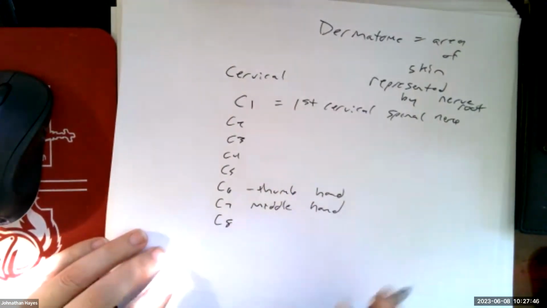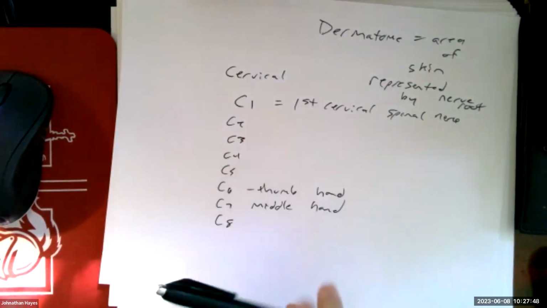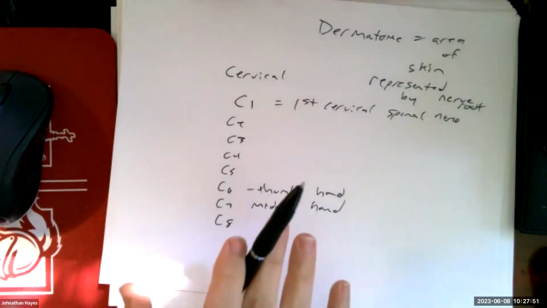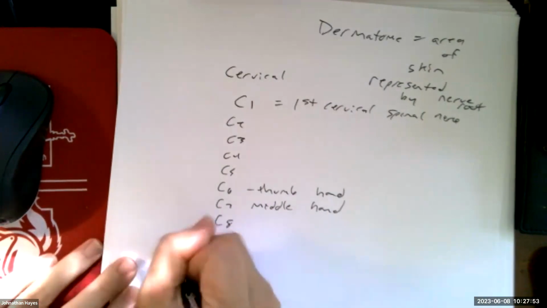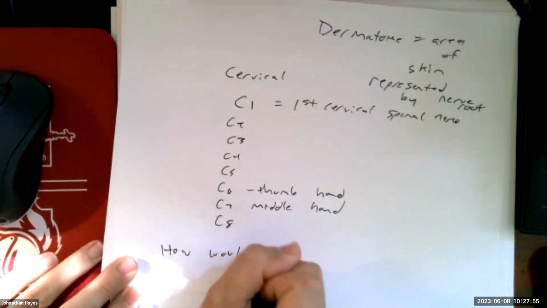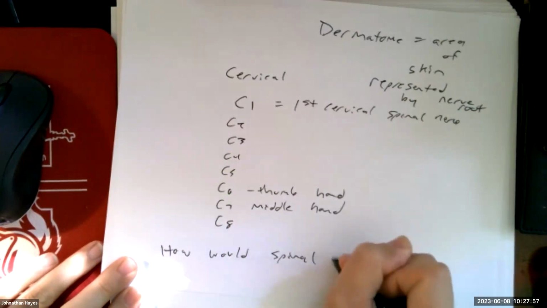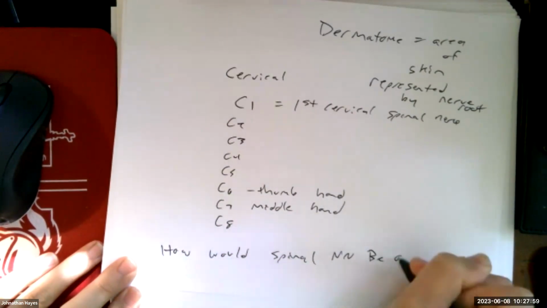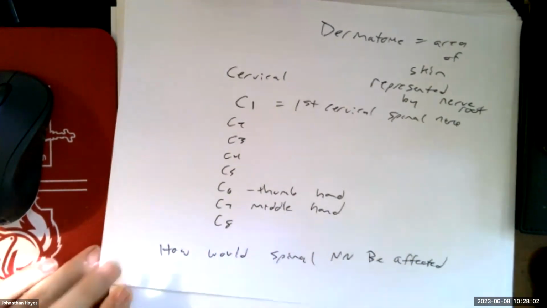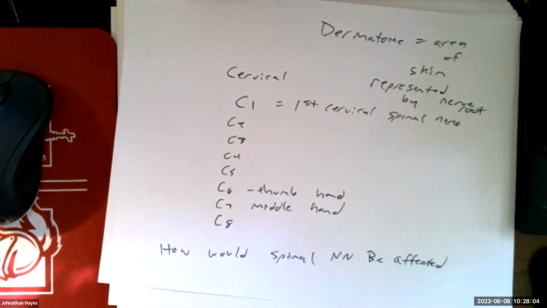Okay, so let's think about ways that spinal nerves could be affected. So how would spinal nerves be affected? Maybe through some type of crush injury, right?